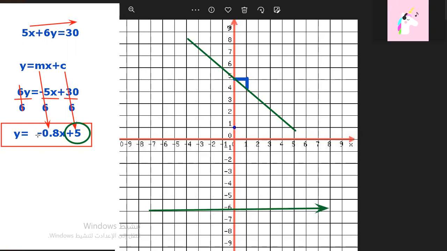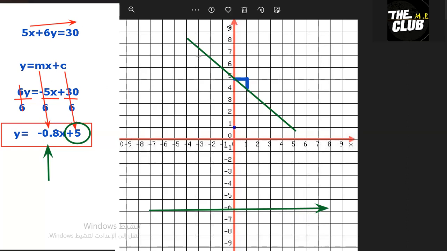Because right now you went down. If it's negative, you go down. If it's positive, you go up. And depending on what the number is here, you use it to go up and down. Here negative means down, and 0.8 means less than 1.